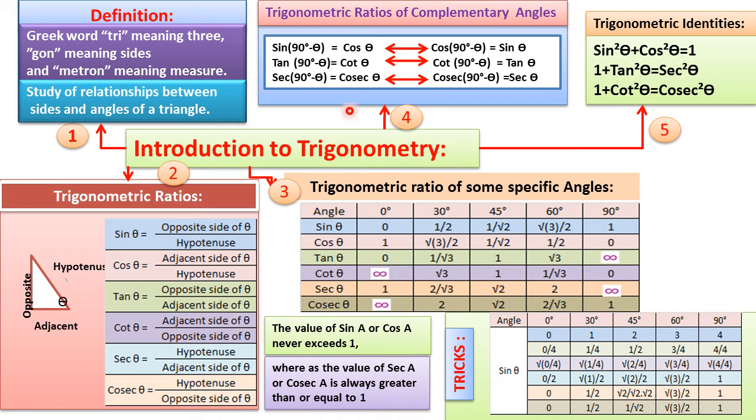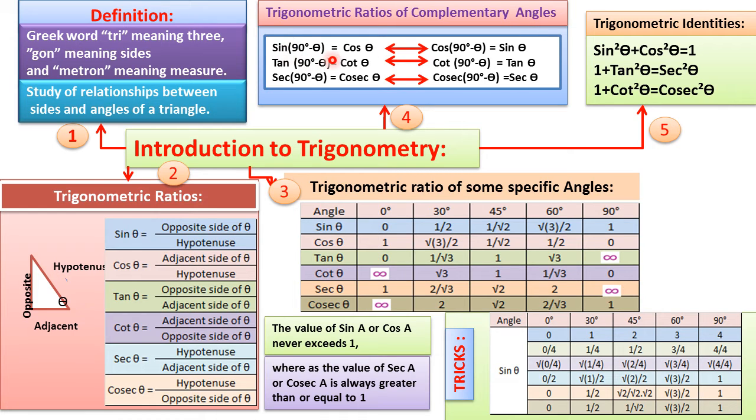Then next, we need to remember the trigonometric ratios of complementary angles. What is a complementary angle? You already studied complementary angles and supplementary angles in previous classes. Complementary angles are those where the sum of the angles is 90 degree. And supplementary angles are those where the sum of the angles is 180 degree. But here now we are talking about complementary angles.